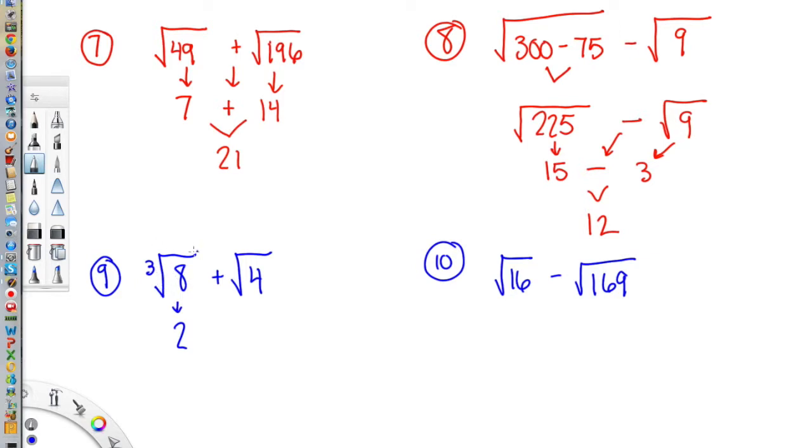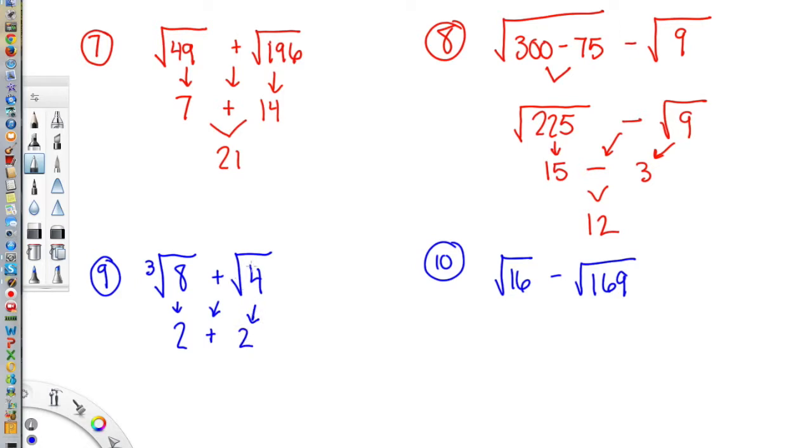We're performing, see this radical, the cube root, that is an operation. We have to perform that operation. Once you perform the operation, we get rid of the operation sign. The cube root of 8 is 2, because 2 times 2 times 2 is 8. And then I bring down my addition sign. And then I can do my next radical, the square root of 4, which is 2.